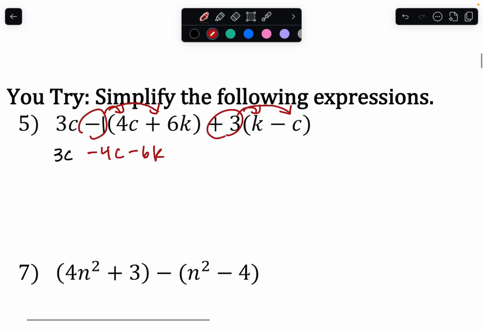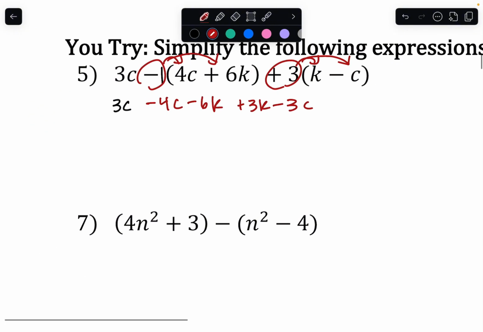Next set of parentheses, 3 times k is 3k. 3 times negative c is negative 3c. And so for our like terms, we have c's and we have k's. Oh, I forgot a c.